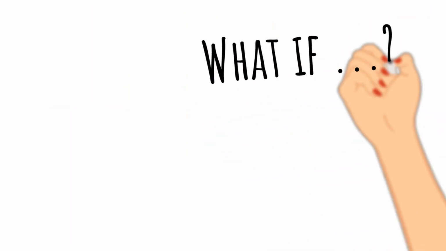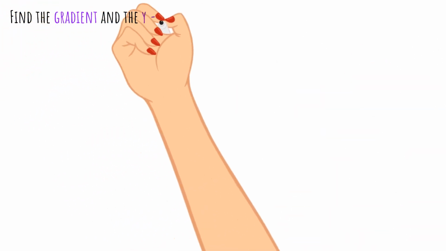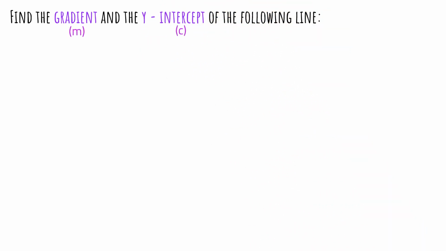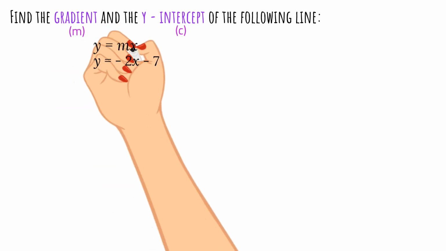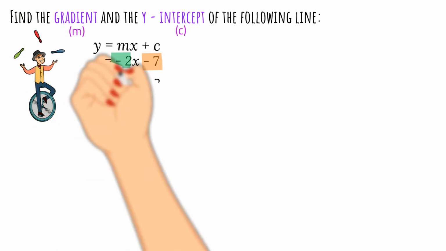What if we remove the graph entirely and take a more algebraic approach? So I want to find the gradient and y-intercept of the following line. I have y equals minus 2x minus 7. I'm going to compare this to y equals mx plus c, and I can see that the m is the number in front of the x, so in this case, minus 2. And then the c is the number on its own, in this case, minus 7, and I have found my gradient and y-intercept.